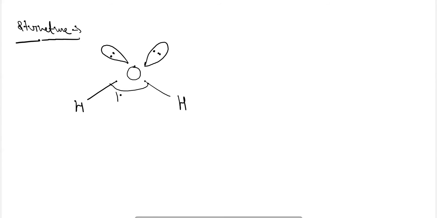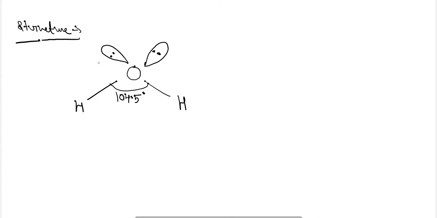The angle between the hydrogen bonds here is generally 104.5 degrees. Okay, so this is the bent structure for water. But as we go down in the group, the distance between the lone pair of electrons and the bond pair of electrons decreases, and hence the angle also decreases. The repulsion will change, and due to this the space between the bond pair and the lone pair will decrease.